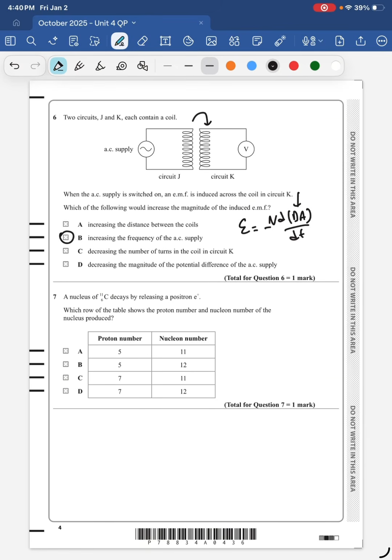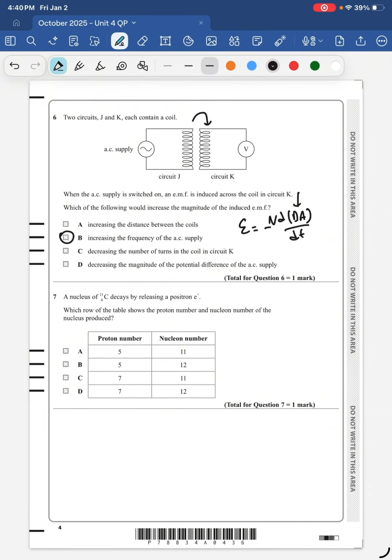Originally, I answered C, but C is wrong because if we decrease the number of turns in the coil in circuit K, we will decrease the induced EMF. Okay, so let's move to question number 7.